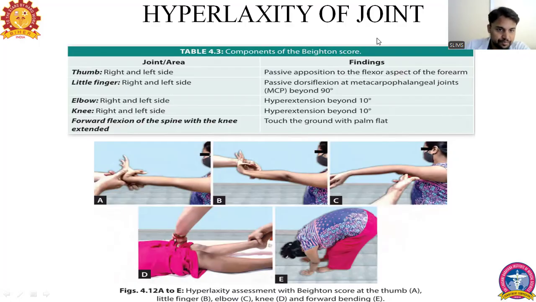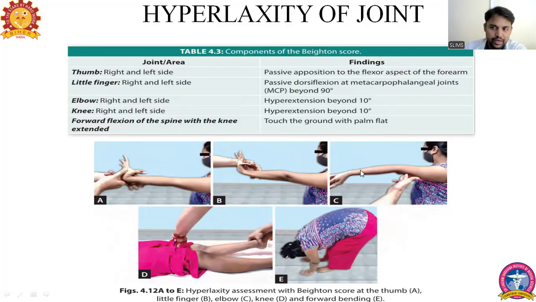So what should you check? The right side and left side. First, the thumb: passive opposition to the flexor aspect of the forearm. You flex the thumb. Normally it should not touch the forearm, but with hyperlaxity the thumb will flex up to the forearm. Second is the little finger. We do passive dorsiflexion of the metacarpophalangeal joint. It should not go beyond 90 degrees, but with hyperextension, hyperlaxity, the little finger will go beyond 90 degrees. So that is possible.